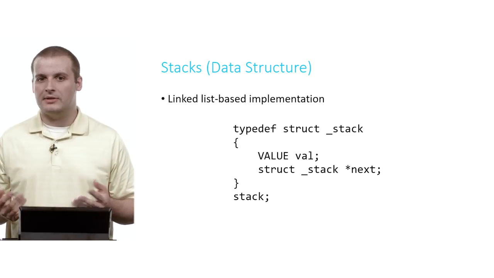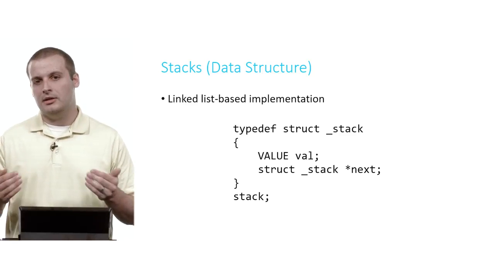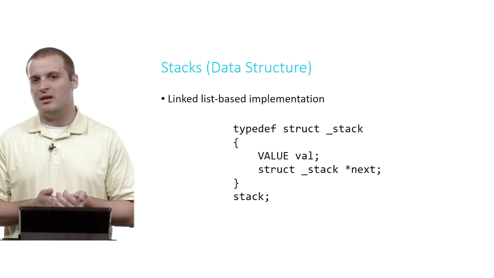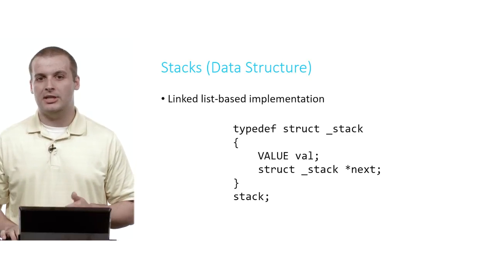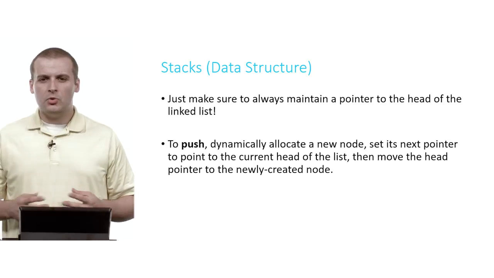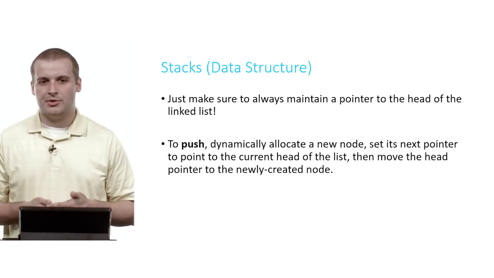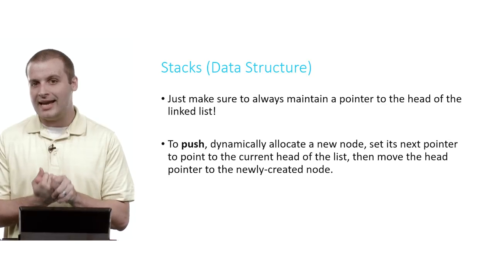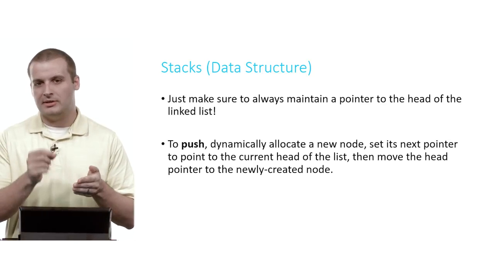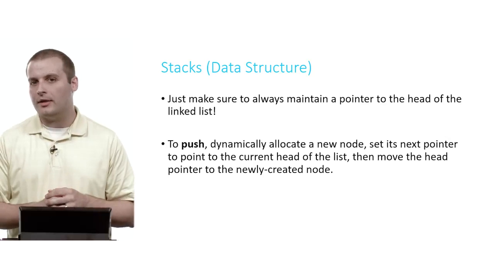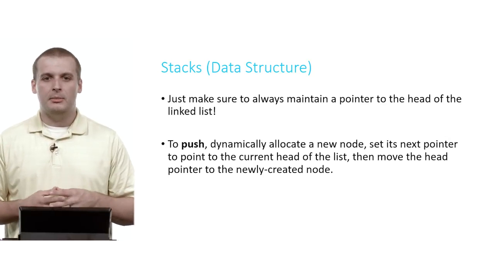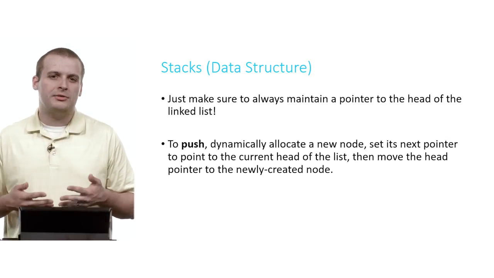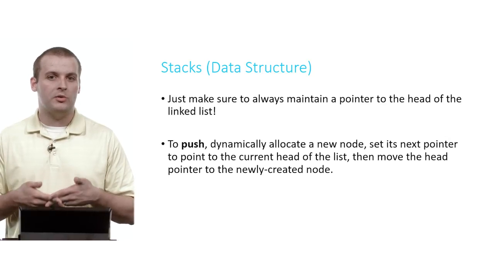That's really the only difference, though. This is otherwise a singly linked list. It's only the restriction we're placing on ourselves as programmers that changes it into a stack. The rule here is to always maintain a pointer to the head of the linked list. This is, of course, a generally important rule for singly linked lists anyway. You only need a pointer to the head in order to have that chain and be able to refer to every other element in the linked list, but it's particularly important with a stack. And so generally you're going to actually want this pointer to be a global variable.